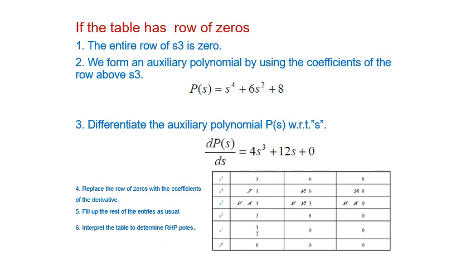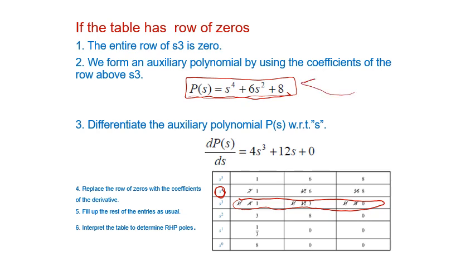Now let us find a solution for the row of zeros. It's not removal, but finding a solution for the row of zeros. To solve it, the method says we are going to get an auxiliary polynomial. This is the auxiliary polynomial. Where is it created from? It's created from the row before the row of zeros. If you notice here, this is the row of zeros. From the row before it, that means the s to the power 4 row, we are going to build this polynomial.